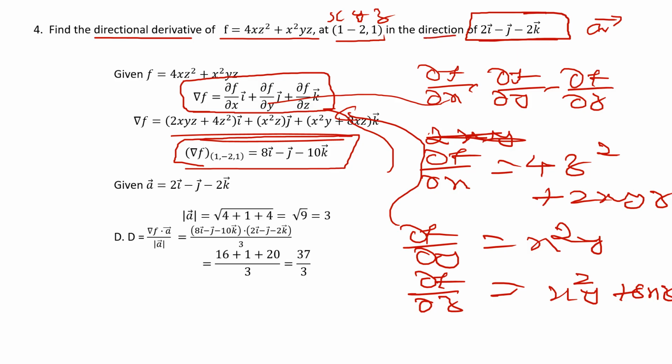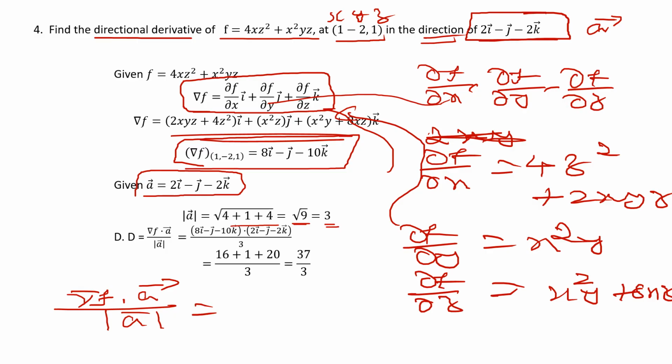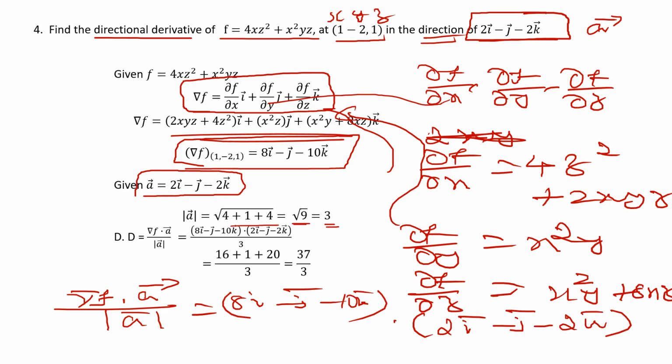We have given a direction vector, so we have to take it as a vector. If I find the magnitude of this a vector, that will give you square root of 9, which is nothing but 3. So how to get the final answer? Del f dot product of a vector divided by magnitude of a vector. So we have 8 i vector minus j vector minus k vector. This I have to make dot product with 2i minus j minus 2k, this whole thing divided by 3.